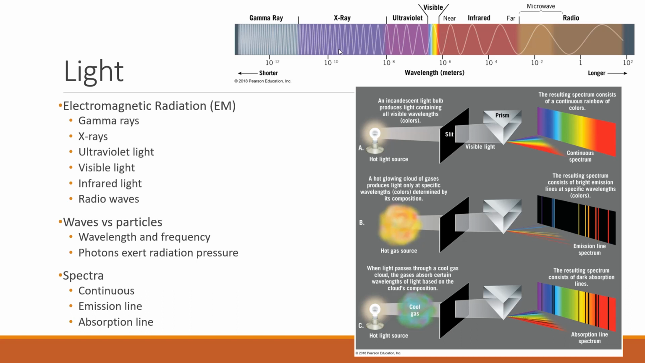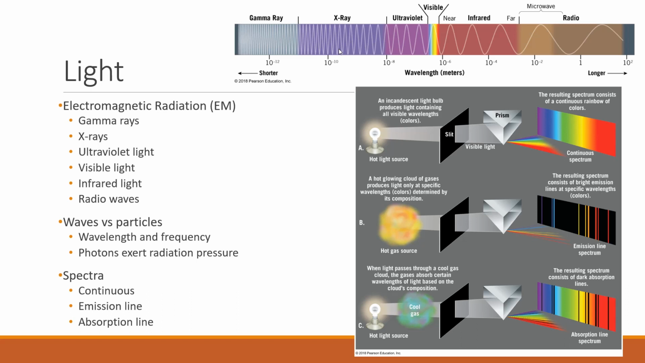Then we have ultraviolet light. Ultraviolet light is higher energy than visible light. UV, you may have heard, is ultraviolet. This is the type of radiation we're worried about for damage from the sun. Sunburns are due to ultraviolet light, so we want to try to block as much of that from impacting us as possible.